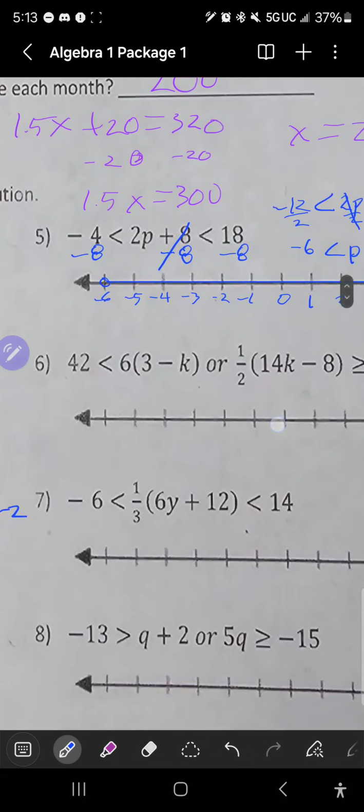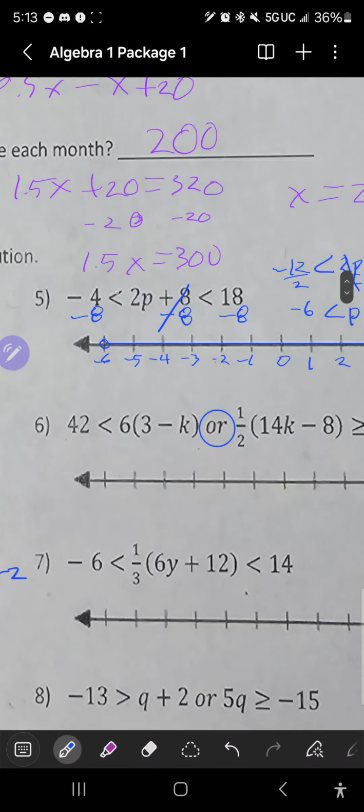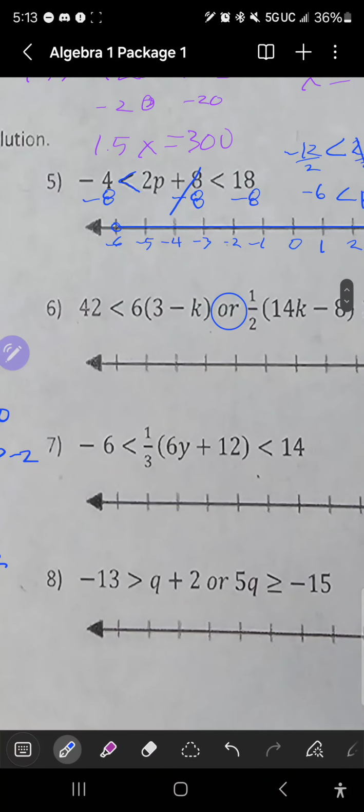Okay, now there is a difference between the "or" inequalities and the ones that are in between. This is basically like an "and" instead of an "or". Like if you see, 2p minus 8 is greater than -4 and 2p minus 8 is less than 18. That's basically what number 5 is saying.